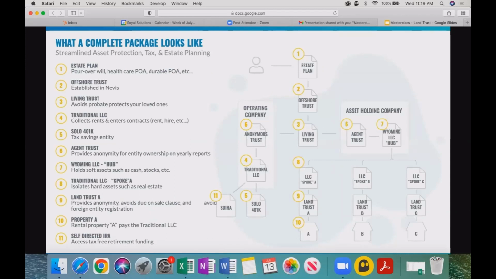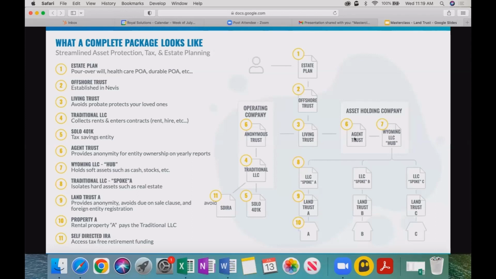And so this is the much larger picture. We just looked at this right here, but in the background, you also have all of this. This is like a complete schematic. Obviously, no one has to have all of this, but this is the full comprehensive plan. So as we discussed, this all goes up to a hub. The agent trust owns and controls the parent LLC.